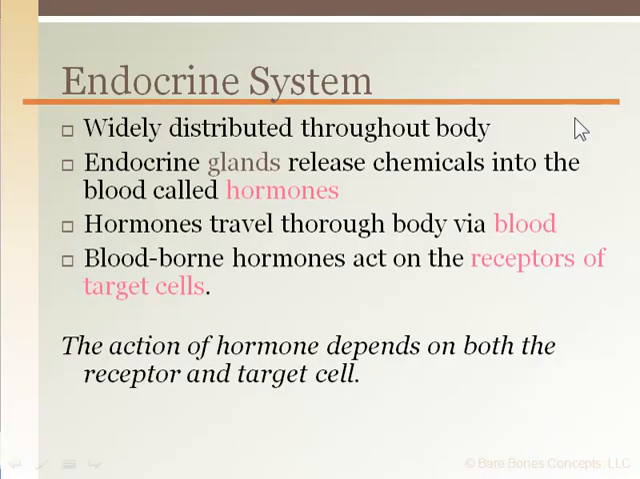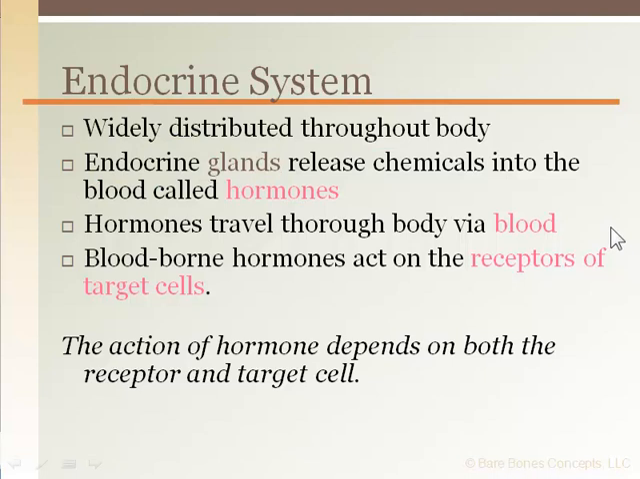The endocrine system uses glands to release chemicals called hormones into the blood. These hormones come from glands that are distributed throughout the entire body. These glands will release chemicals into the blood. Once it's released in the blood, it is then called a hormone.